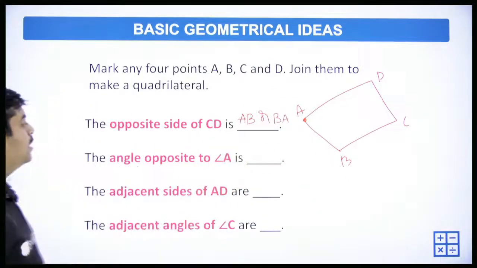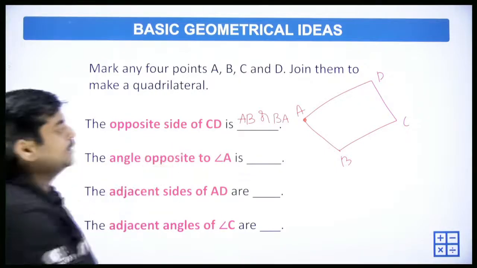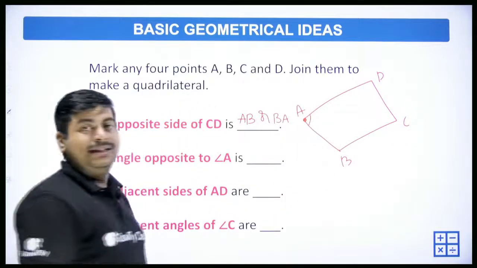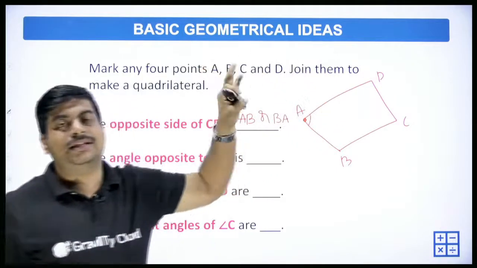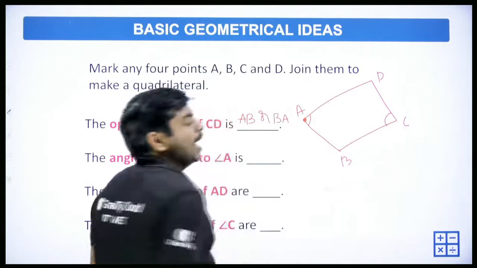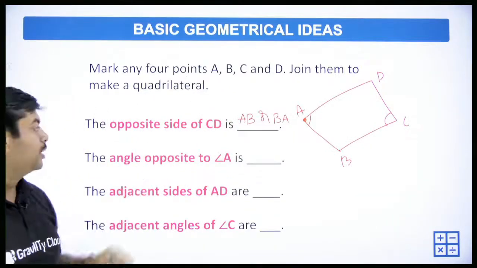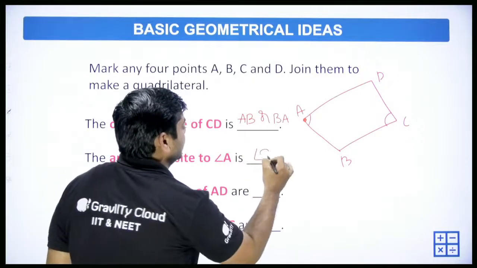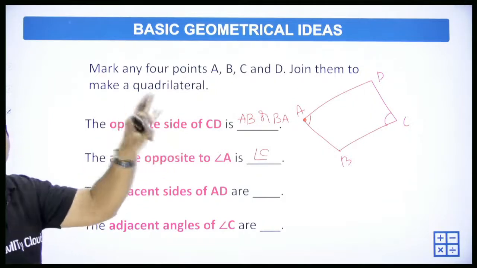Next, the angle opposite to A. So A is here. Angle B is just next to that, which is adjacent. Angle D is also very next to A, which is again adjacent. But angle A and angle C are opposite to each other. The angle opposite to angle A is angle C.